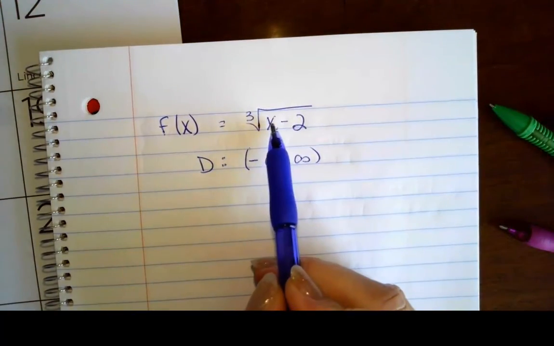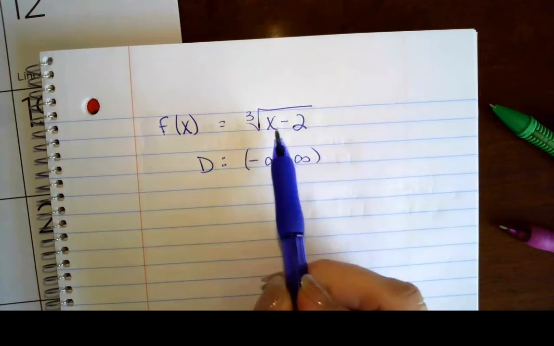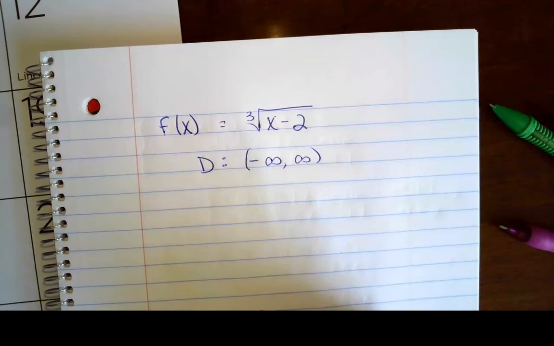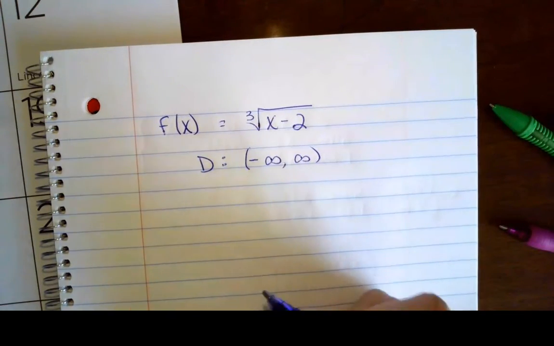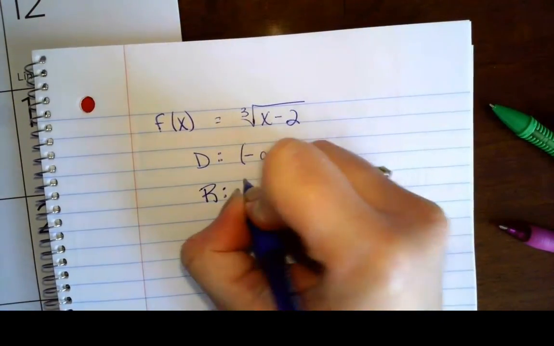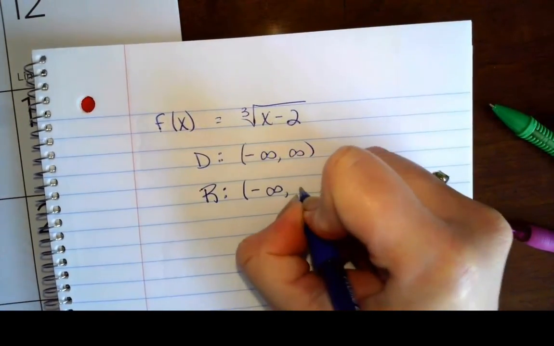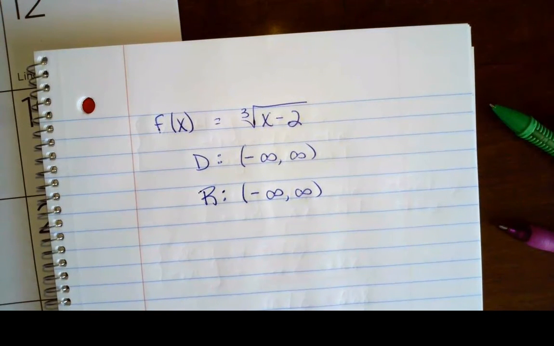If I shove in negatives and subtract 2, I'm going to get negative answers. If I shove in positives and subtract 2, for the most part, I'll get positive answers. What happens if I shove in a 2? 2 minus 2 is 0, so 0 is also fair game. So all the negatives are possible, and all the positives are possible, and 0 is possible. So both my domain and range are all real numbers.